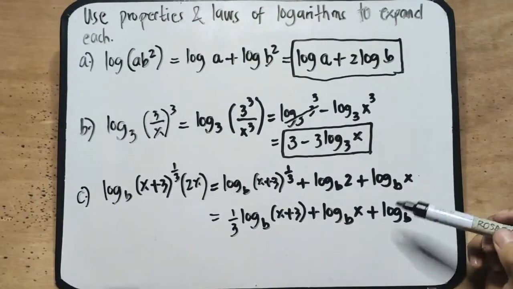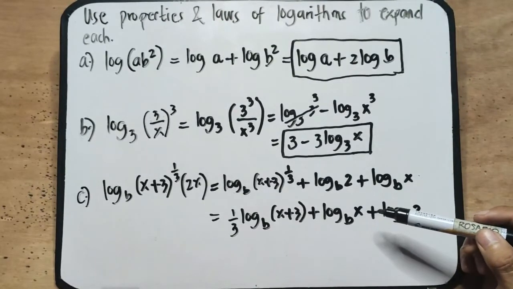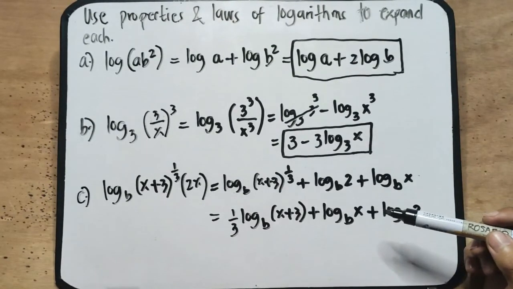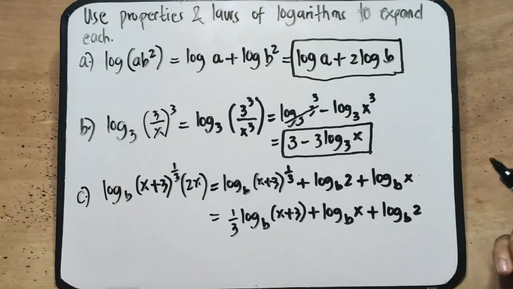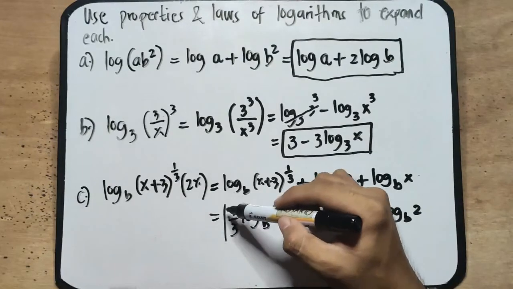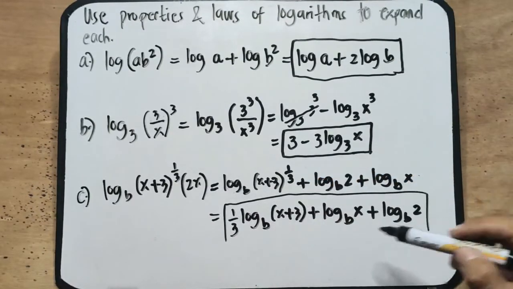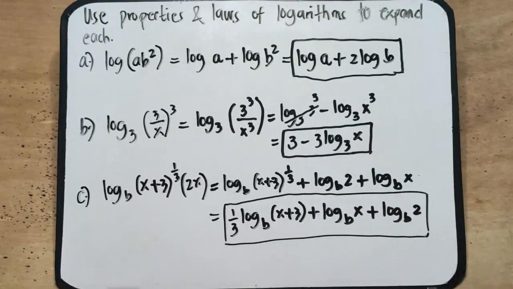So, bakit mas inuna ko si x? Kasi, in arranging terms naman in an algebraic expression, nauuna parati yung mga may variables followed by the terms without variables. Okay, so ito yung expanded form ng ating given logarithmic form.